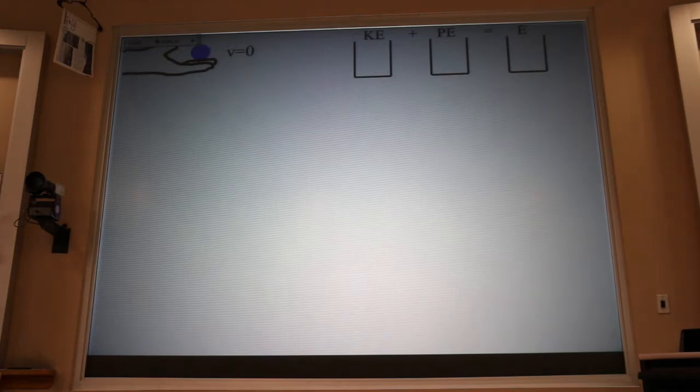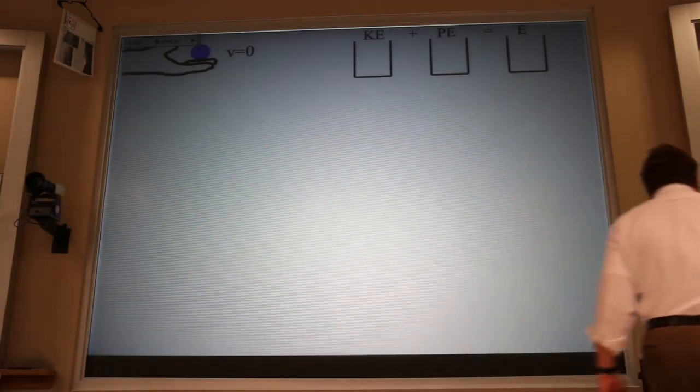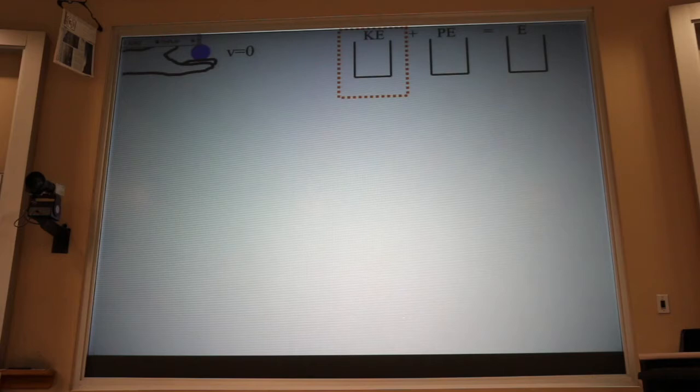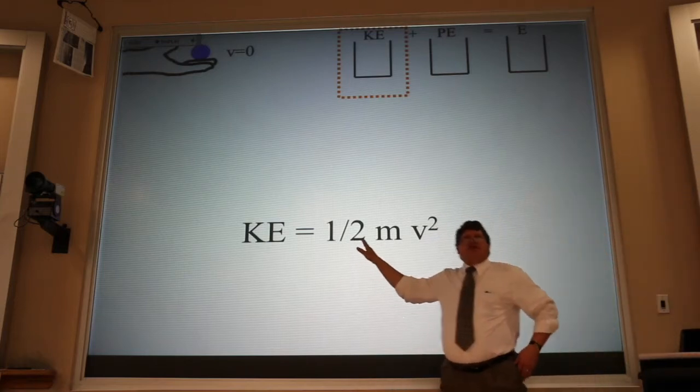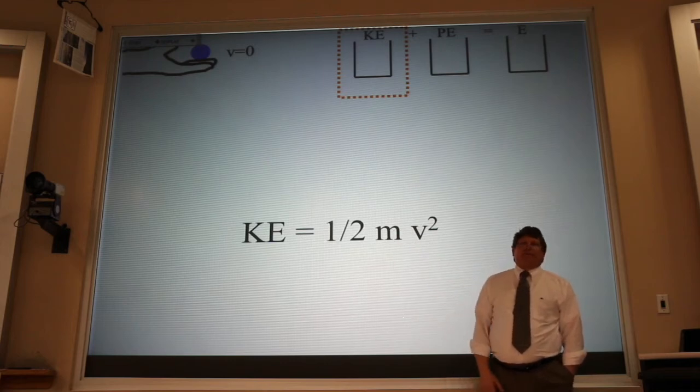Now, let's look at that first bucket, the kinetic energy bucket. This is the formula that fills that bucket. Trust me. Why would I lie? Now let me see if I can motivate it. Remember, energy is the capacity to do damage.